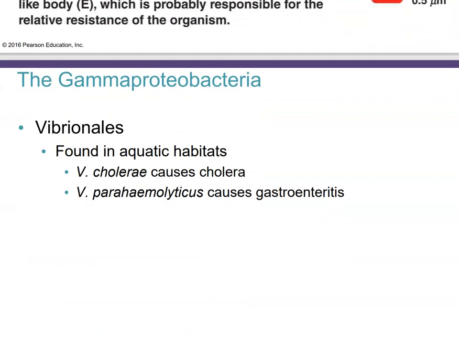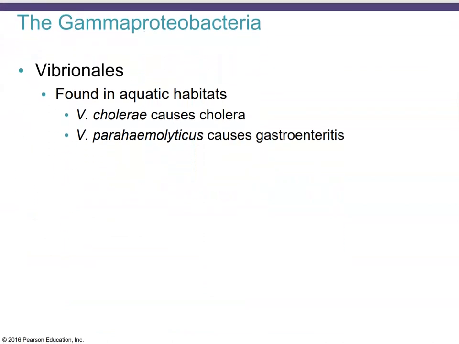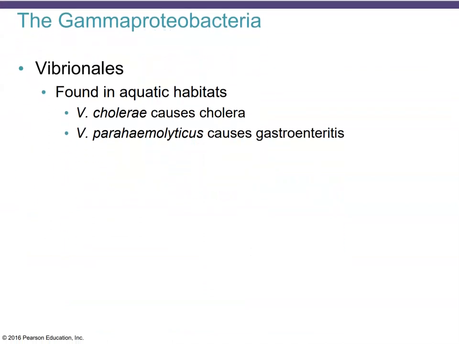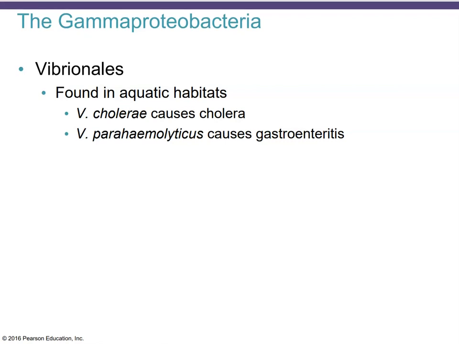Okay, so here is another important group of gamma proteobacteria, the Vibrionales, and there we have a very important pathogen. This one is found in aquatic habitats. Actually, no, we have not covered this one yet, but we will. Vibrio cholerae, the cause of cholera, is a comma-shaped bacterium.